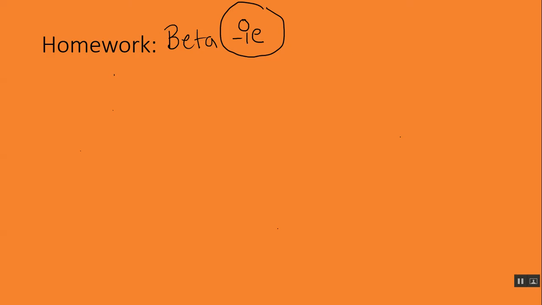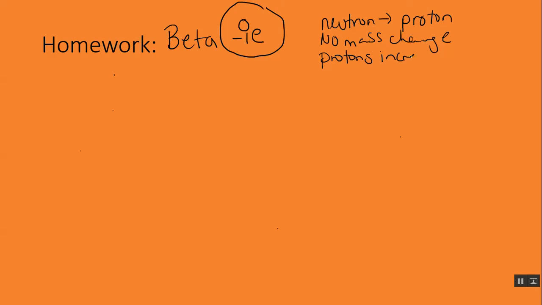Now we've got a neutron. Remember, in beta decay, a neutron turns into a proton. So what does that mean? It means no mass change. Protons increase by 1. Alright, so let's look at a couple examples.